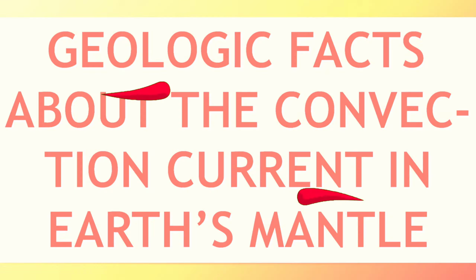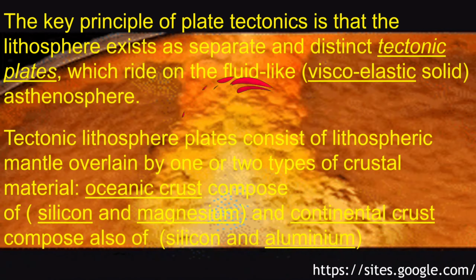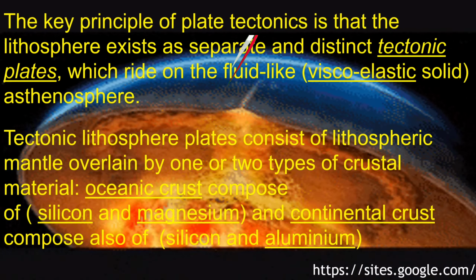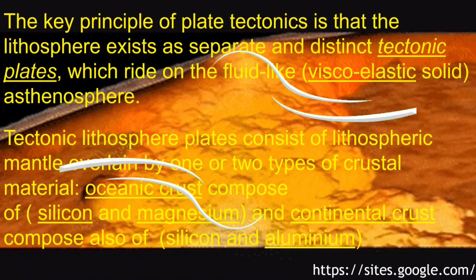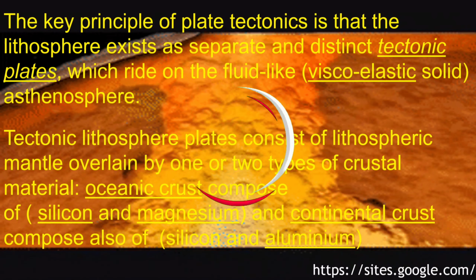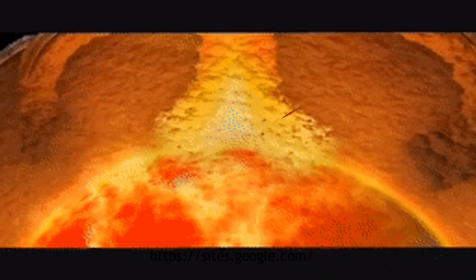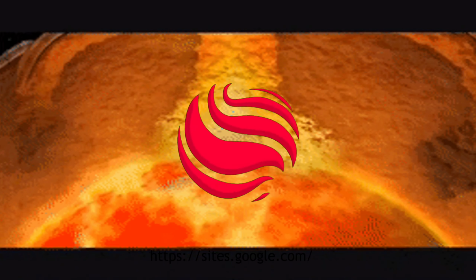Geological facts about the convection current in the Earth's mantle. The key principle of plate tectonics is that the lithosphere exists as separate and distinct tectonic plates, which ride on the fluid-like asthenosphere. Tectonic lithosphere plates consist of oceanic crust and continental crust.